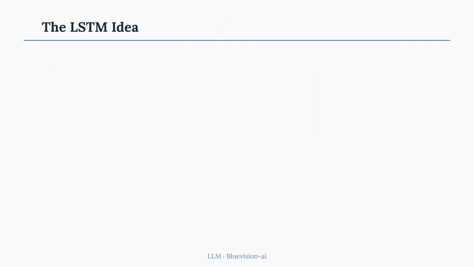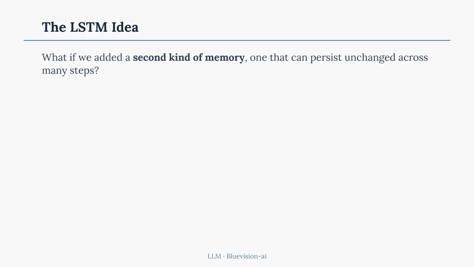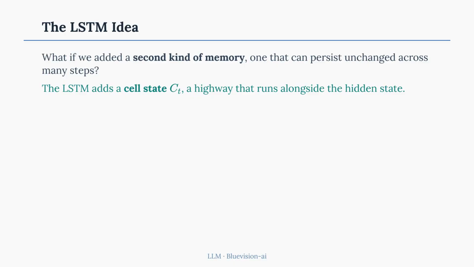So how did Hochreiter and Schmidhuber solve the vanishing gradient problem? The answer is elegant. What if we added a second kind of memory? One that doesn't go through the same multiplication at every step. One that can persist unchanged across many positions? The LSTM adds a cell state C_t, a separate line of information that runs alongside the hidden state. Think of it as a highway that runs parallel to the main road. Information can travel along it without being filtered at every exit.